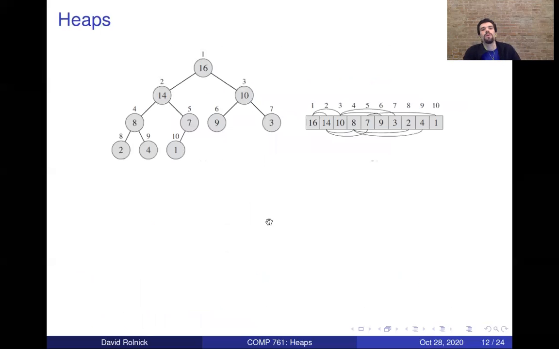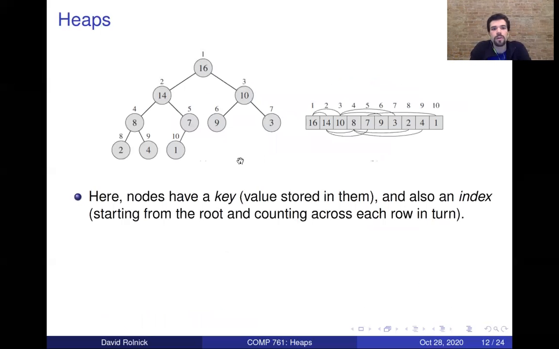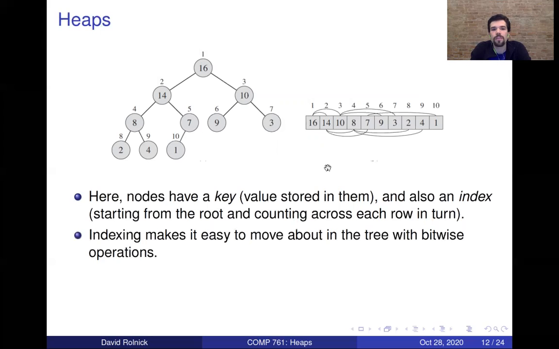Okay. So what are all these little numbers? Here nodes have a key, which is a value stored in them, and also an index, which is starting from the root and counting across each row in turn. So this is 1, 2, 3, 4, 5, 6, 7, 8, 9, 10. And the reason why this is a nice way to index things is that indexing makes it really easy to move about in the tree with just bitwise operations.